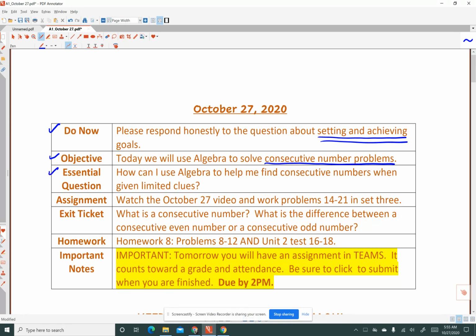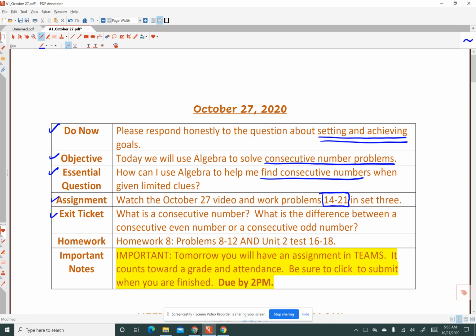Our essential question is, how can I use algebra to help me find consecutive numbers when I'm given limited clues? You're just given a little bit of information, and you're really going to have to tease out what the problem is telling you. Our assignment today is to watch the October 27th video, and we're going to work 8 problems, number 14 to 21 in what is called set 3, and we'll get to that in a minute.